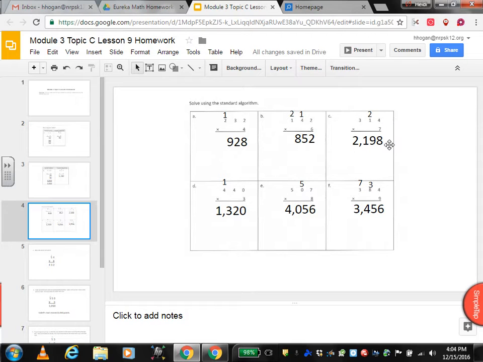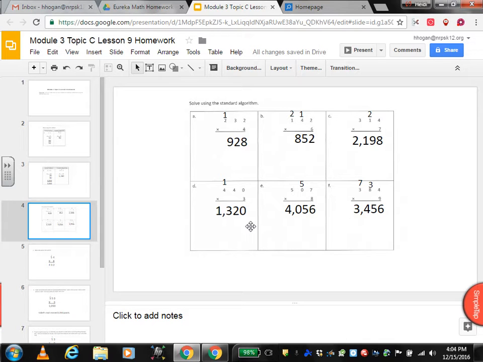7 times 4 is 28. We can't have 28 ones, so we regroup 2 of them into the tens place, and we're left with 8. 7 times 1 is 7, plus 2 more is 9. 7 times 3 is 21. 2,198.